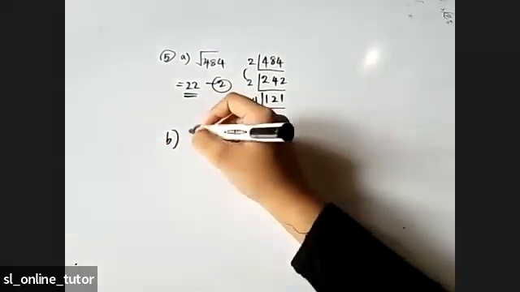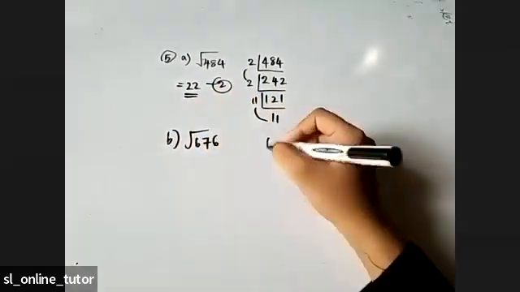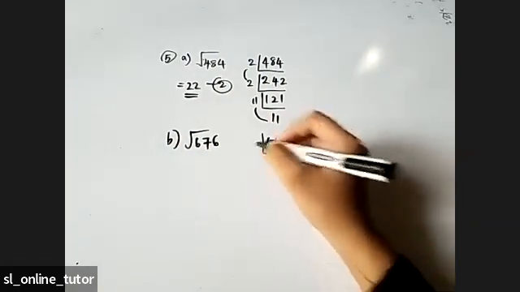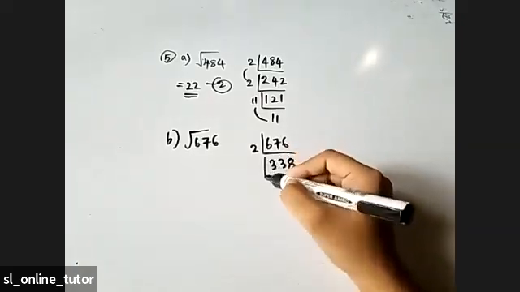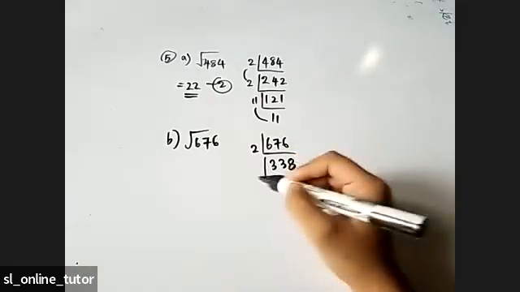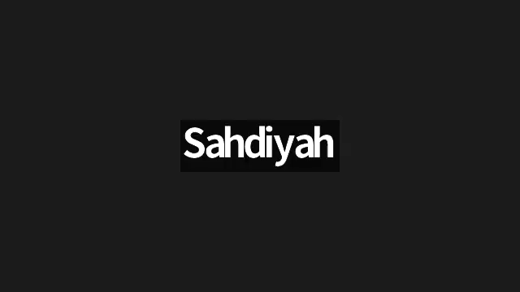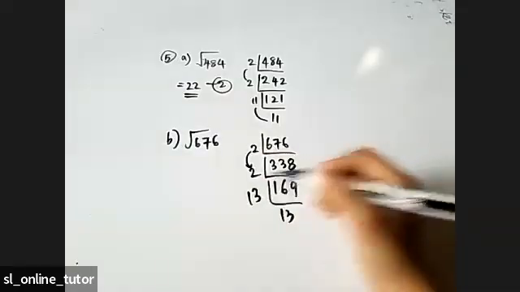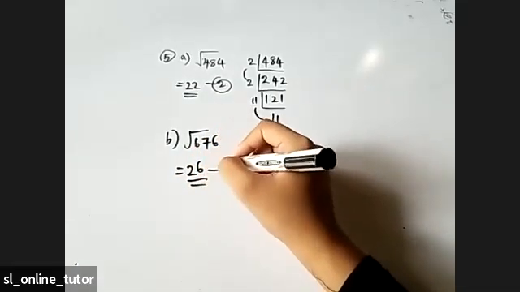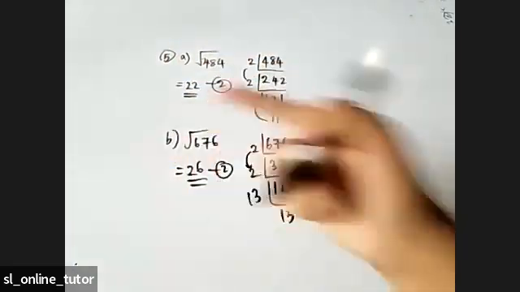Part B, square root of 676. Again, use the prime number method. Divide by what number? 2. You are getting 338. Yeah, sorry, 338, not 336. Then again, if you divide this by 2, 169. Now this is a familiar number. 13. What is the answer? 2 times 13, that is 26. Again, you get 2 marks. Question number 5, part B, children.